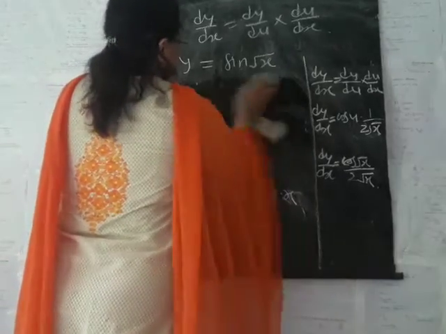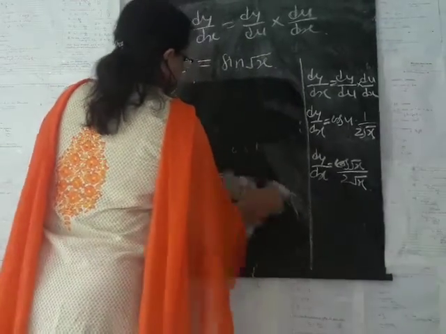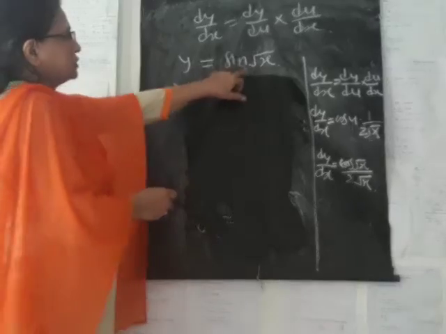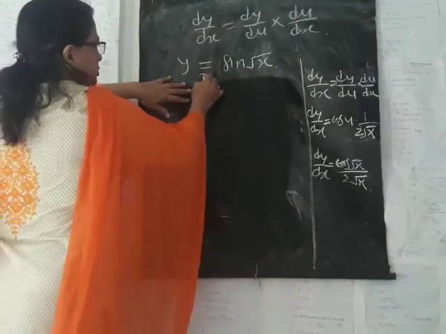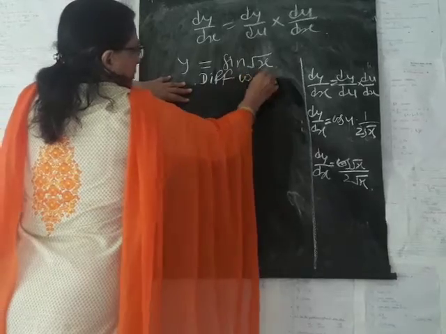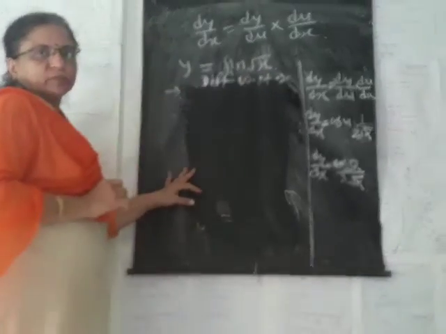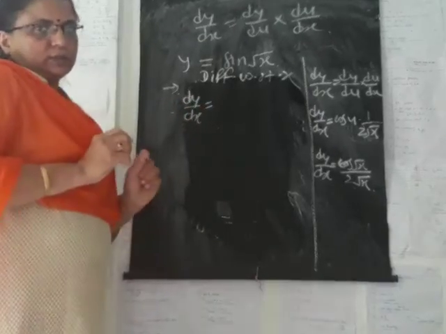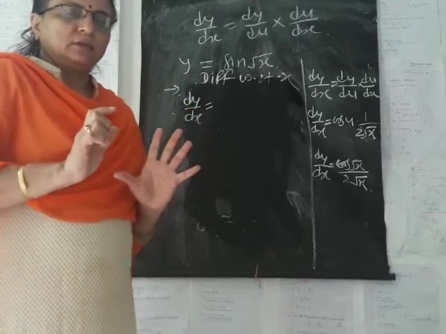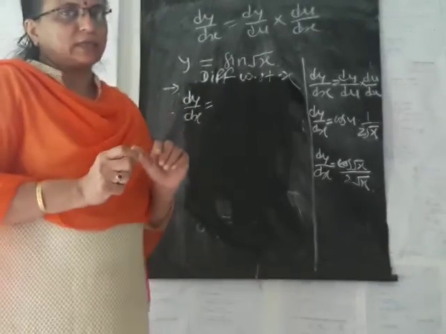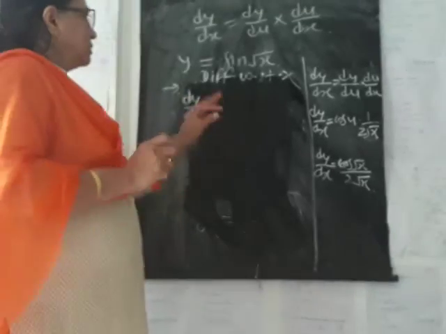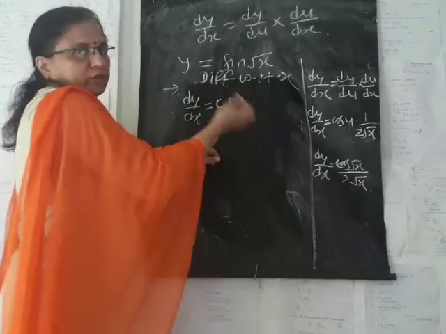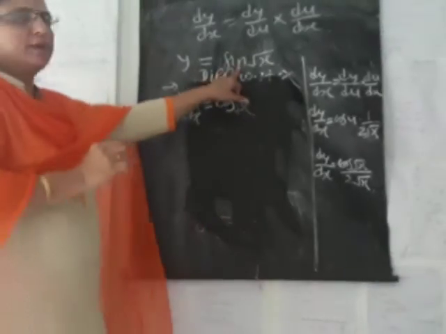Observe. y is equal to sine of under root x. So differentiate with respect to x. So the derivative of y, dy by dx is equal to, yes, logically we have to understand, we have to find derivative of under root x, yes, sine. Here we find derivative of sine first. Okay, what is derivative of sine? Cos. So cos of function under root x as it is, because you only find derivative of sine.